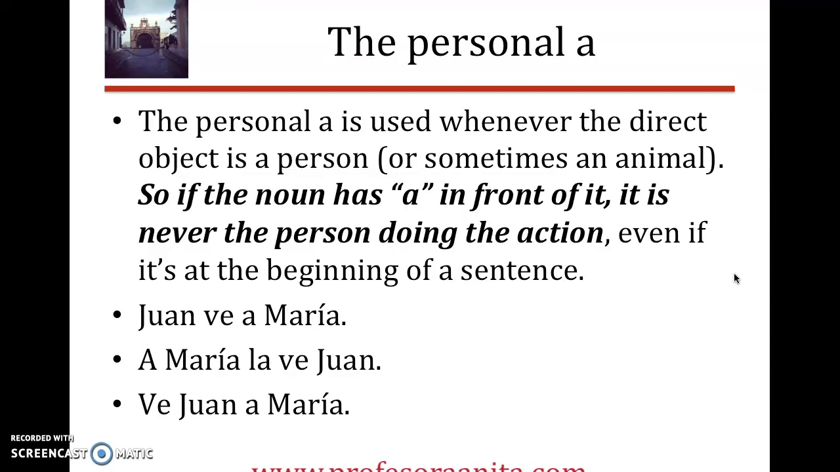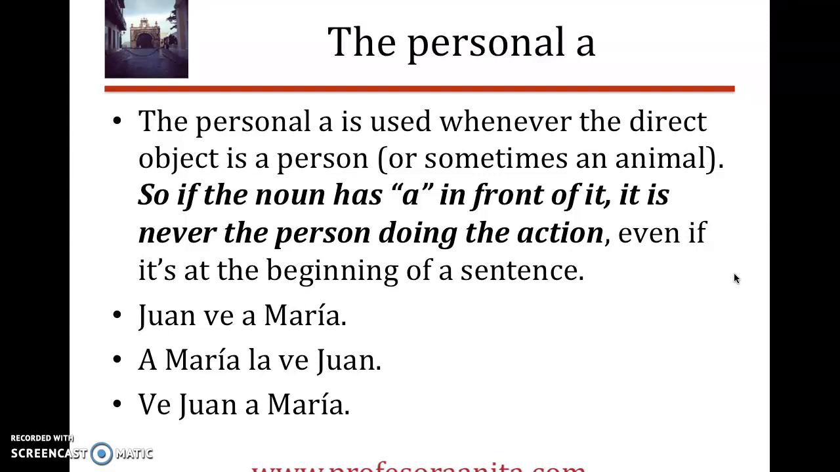And then these are other possible word orders in Spanish. A María la ve Juan. So who sees, who's being seen? And hopefully you're looking at that saying, a is in front of María, so María is still the object, Juan is still the subject, even though it's at the end of the sentence. And then the last sentence, ve Juan a María. So we've got the verb at the beginning. Word order is different, but again, a is in front of María, so that's telling you that María is the object, which means that Juan is the subject. So these are all different ways that you can say Juan sees María.